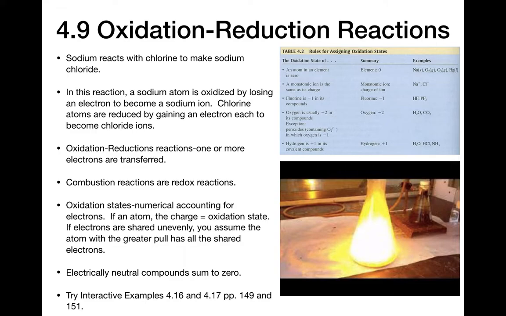So oxidation-reduction reactions are reactions in which one or more electrons are transferred. If we look at the sodium and chlorine reaction, sodium reacts with chlorine by going from a neutral sodium metal atom to a sodium ion, meaning it loses an electron. The chlorine atoms are reduced because the chlorine atoms gain an electron to become chloride ions. And so the sodium is losing an electron, so sodium is being oxidized. Chlorine is gaining electrons, so chlorine is being reduced.